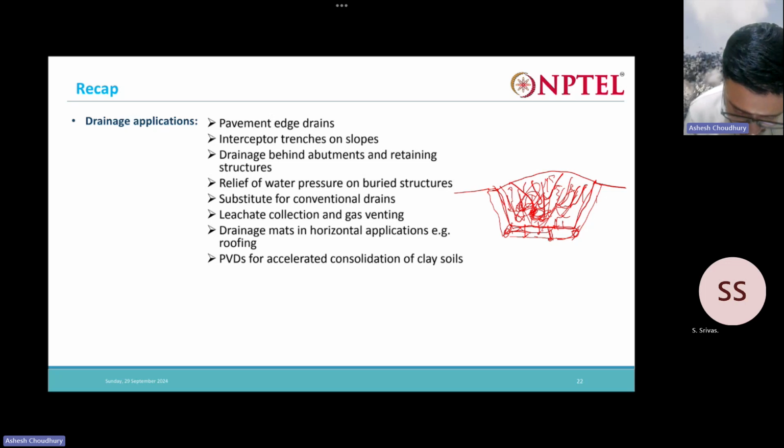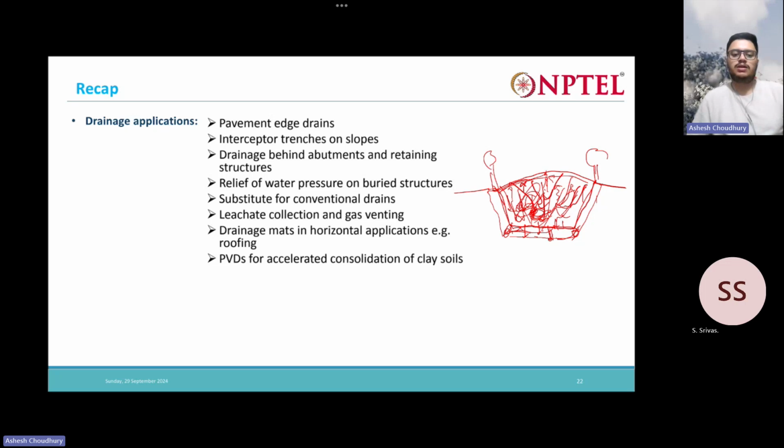For that purpose also we can use some geotextile here. Okay, a certain amount of geosynthetic, which can carry the gas through it and then finally vent it out. Yes, that we can also do with the help of this. Drainage mats in horizontal applications such as roofing.